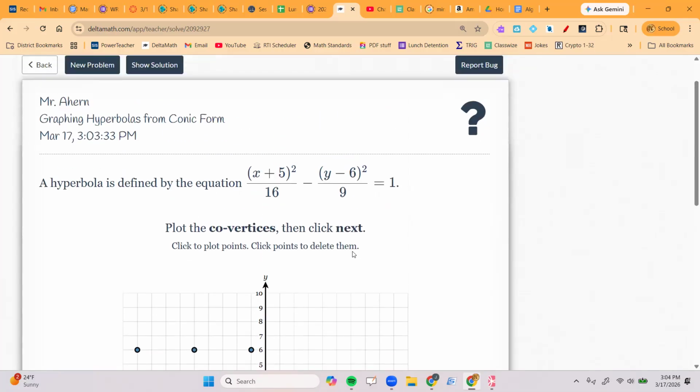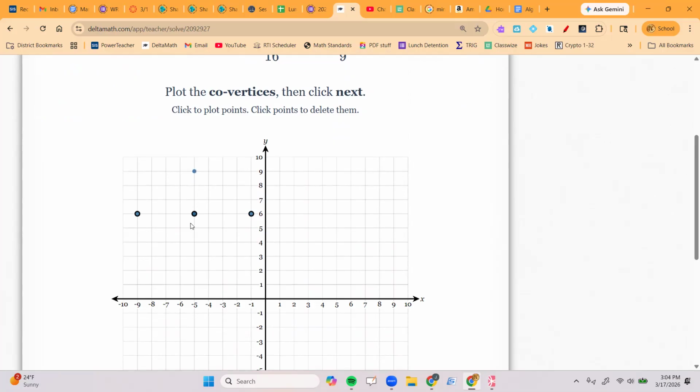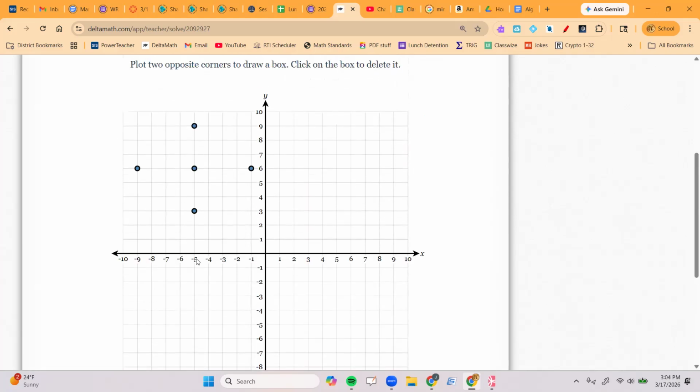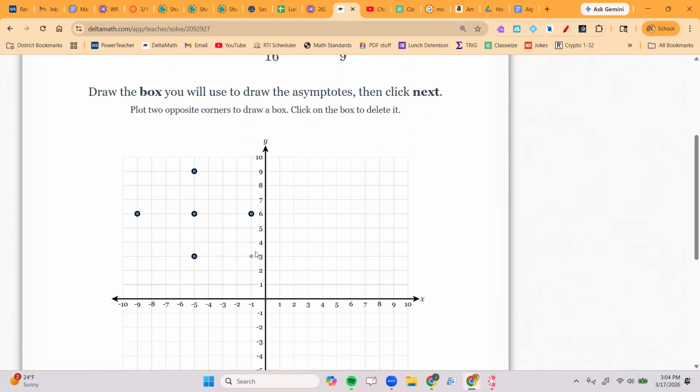Next up is co-vertices, and they will be up and down. How far? 3. 1, 2, 3, boop. 1, 2, 3, boop. What's next? Next. The asymptote box, right? That box just goes from corner to corner. It's arbitrary. You can pick any one of the four corners and just drag to the opposite corner. So I'm going to pick this one up here because this is obviously a corner. And I'm just going to not hold the button, just click it, move your mouse down to the other corner, and then re-click. Then you got your box.